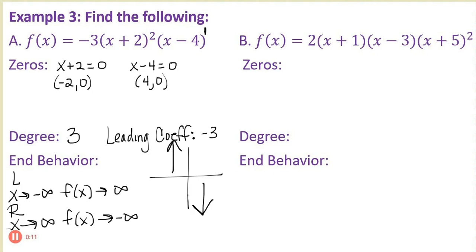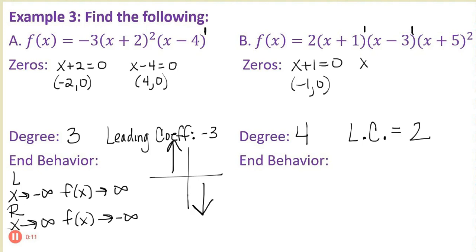So this second function, if I count up my exponents, the exponent on these factors is 1. Because you don't see a number, that tells me that the exponent is a 1. So we have a 1 plus a 1 plus 2. 1 plus 1 plus 2 gives me a degree of 4. The leading coefficient is 2. So I'm going to abbreviate that LC, and that is 2. Okay, so to find my zeros, I have x plus 1 equals 0. And then I have x minus 3 equals 0. And then I have x plus 5 equals 0.